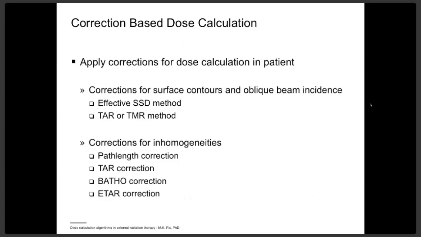And a second correction has to be applied for the inhomogeneities. And as mentioned already before, all these corrections, whether this is for the field size, for the surface contours, or the inhomogeneities, are independent from each other. This is not the case for model-based algorithms.